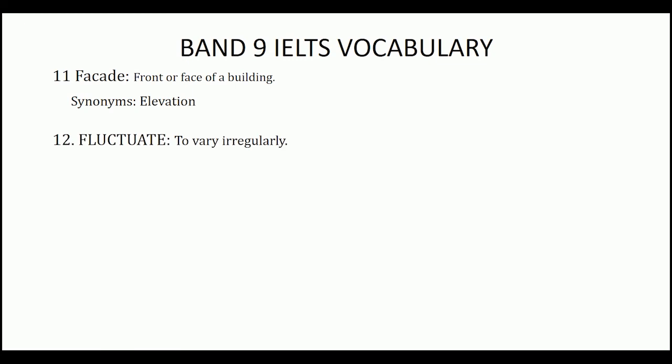The number 12 is fluctuate, which means to vary irregularly, and you may read this word especially in your writing task 1 in your IELTS exam. And the synonyms for fluctuate are oscillate, vacillate, undulate, or sway.